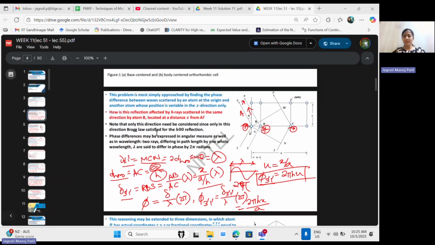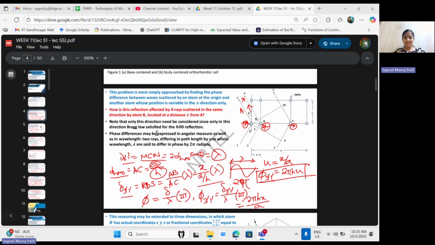Now, of course, there are some examples and some maths to be explained. If you have a phase difference, let's say delta in this case, then what happens if you have a path difference of some lambda? In that case, you derive this formula: the phase difference is delta by lambda times 2 pi. So how much phase difference you have? Phase difference may be expressed in terms of angular measure as well as wavelengths.